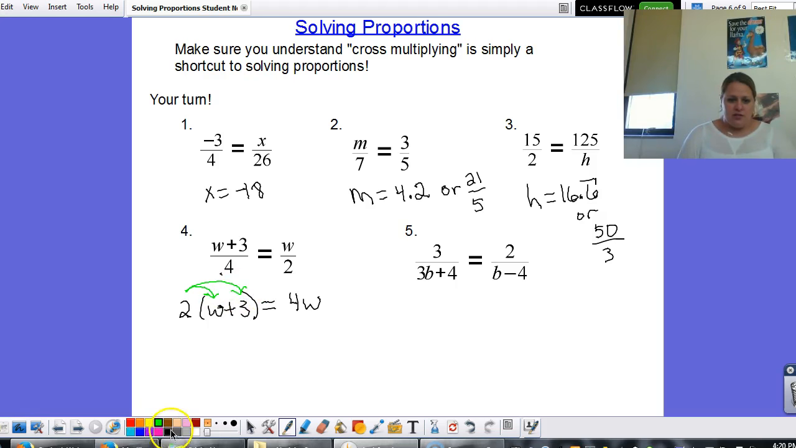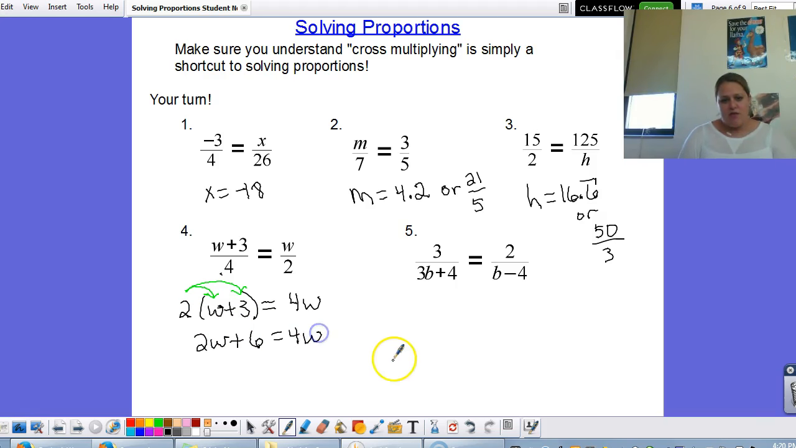The result of 2 times w is 2w. The result of 2 times 3 is 6, so I bring it down as a plus 6 since it was positive. And I still have the 4w on the other side. I'm stuck again. I have w in 2 different places on each side of the equation. That's a problem. Get rid of one.